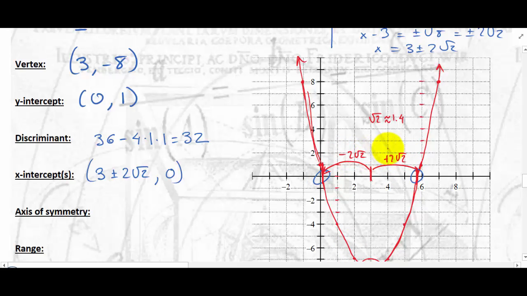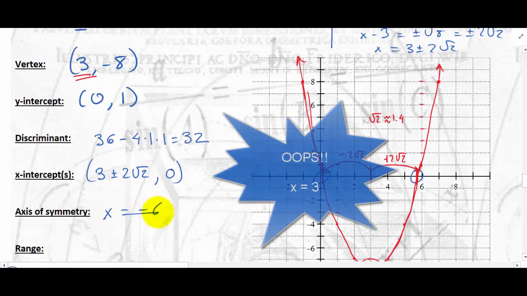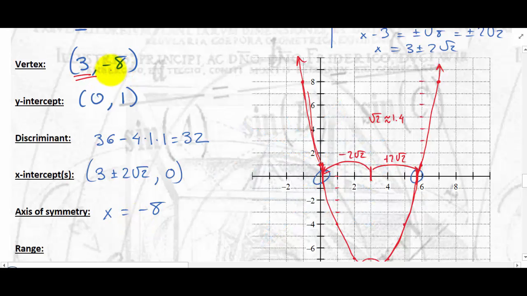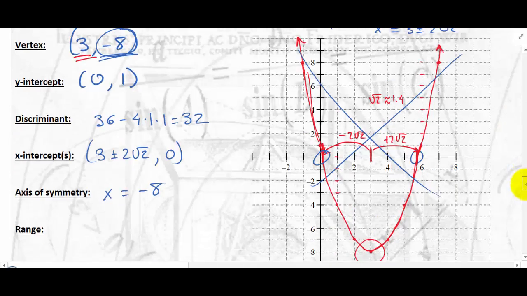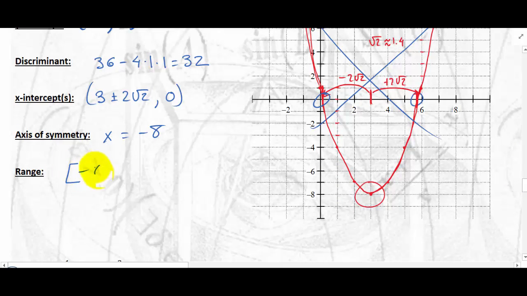So we're doing a pretty good job at graphing this parabola. Axis of symmetry right there, right? It's x equals 3. And then the range, well, here's the y-coordinate of the vertex, and without looking at the graph, okay? I am not looking at the graph right now. The parabola opens upwards. Therefore, this is the lowest point. So my range is going to start at negative 8 and go on forever to positive infinity. Okay? I hope this is clear.